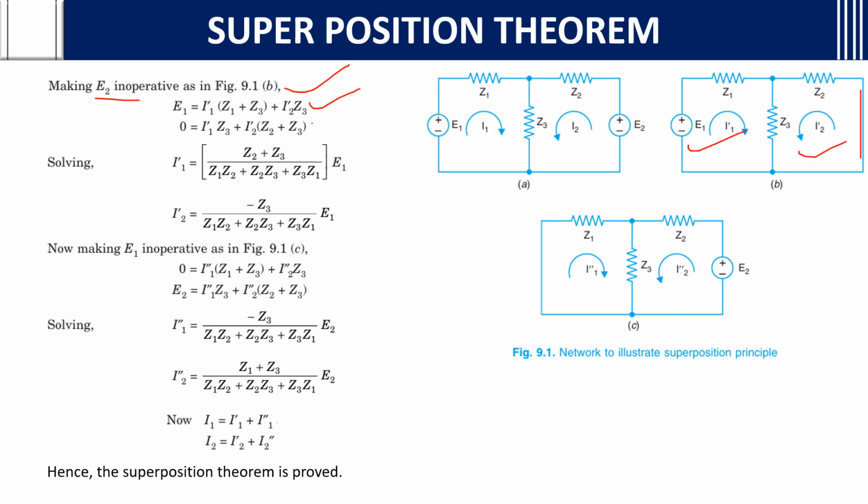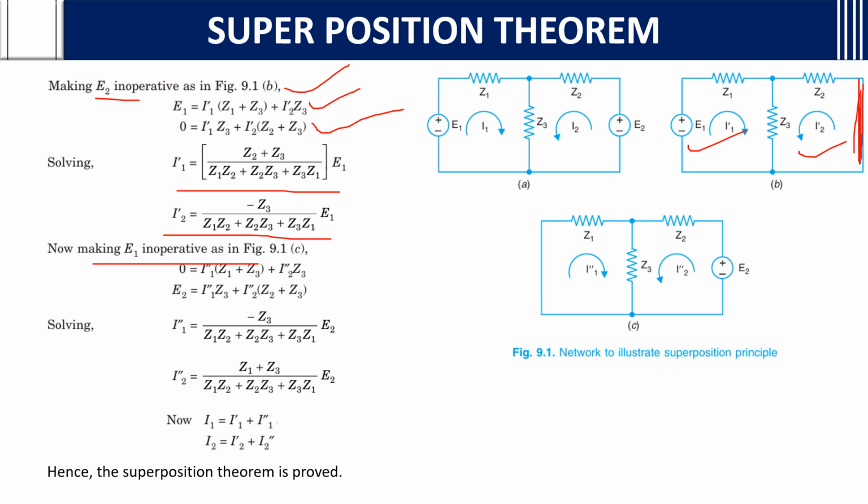You will get these two equations. Then after doing that, what will you get? I1 dash is equal to this, and I2 dash will be this. The reason we write I1 dash and I2 dash is to show that we are making this voltage source inoperative. So we are changing the way we write I1 and I2, so that the representation will be good and easy for us. This is where E2 is inoperative, so I1 dash and I2 dash.